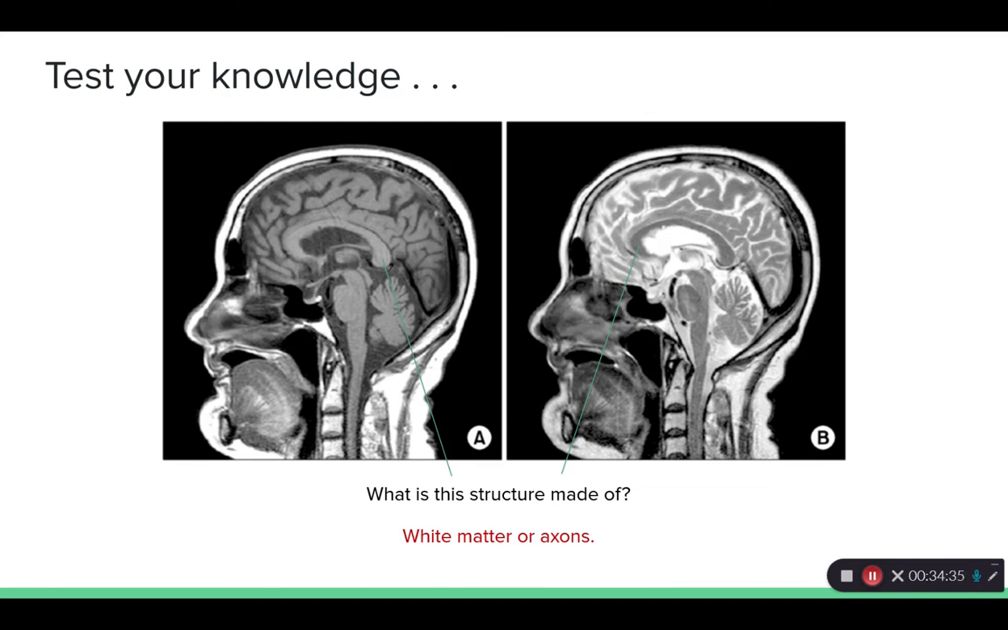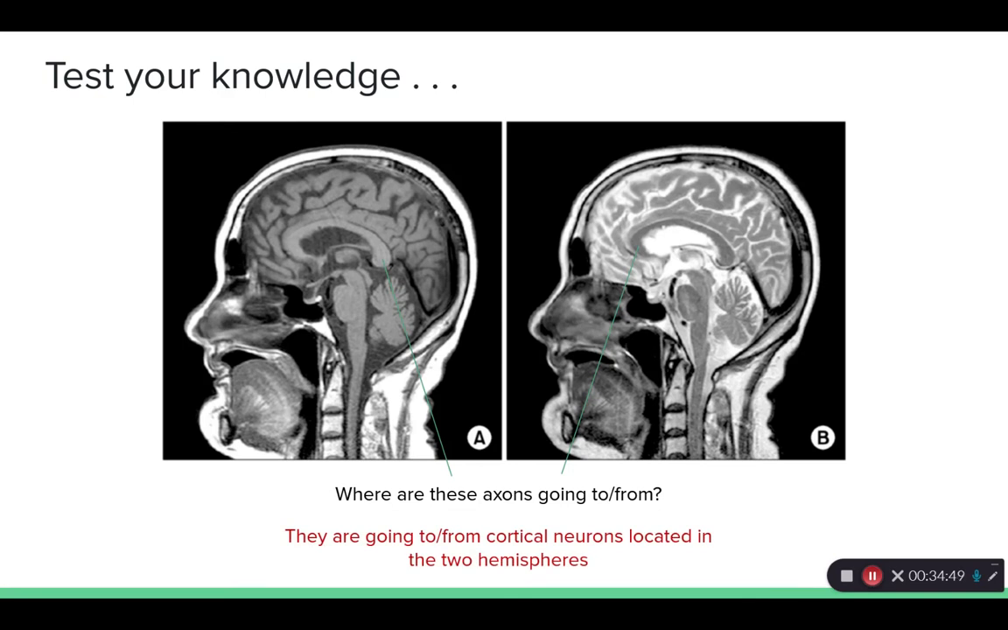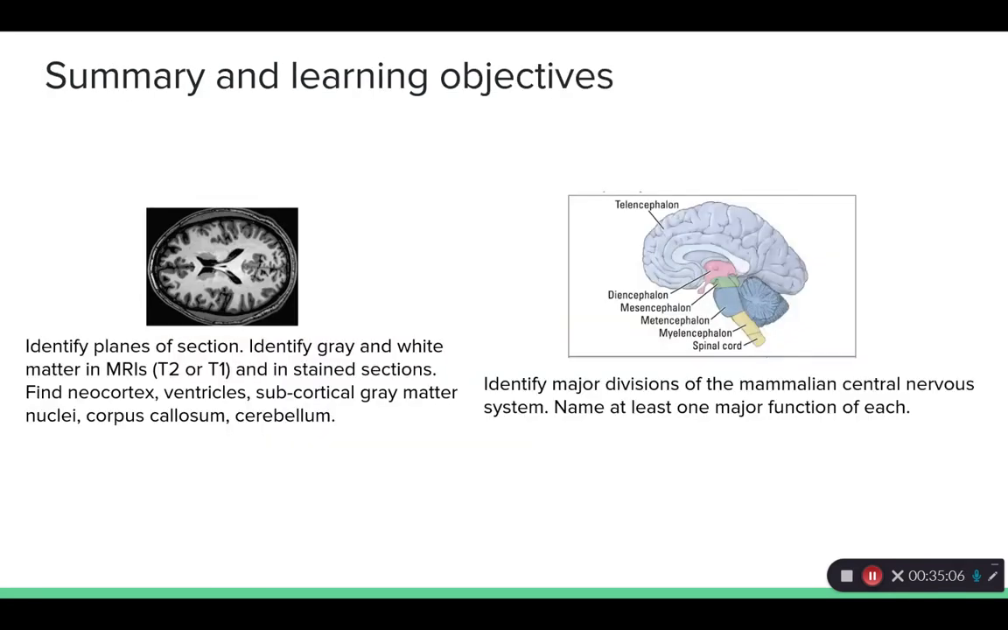Now, because we know it's made out of axons, well, axons are originating from cell bodies and they have some target somewhere. Where are they going to and from? Well, these are going to and from neurons that are located in the two hemispheres of the cerebral cortex. Remember, the corpus callosum connects the two hemispheres of the cerebral cortex and connects the neurons in them. Okay, this is just a summary of the basic learning objectives for today, and that does it.